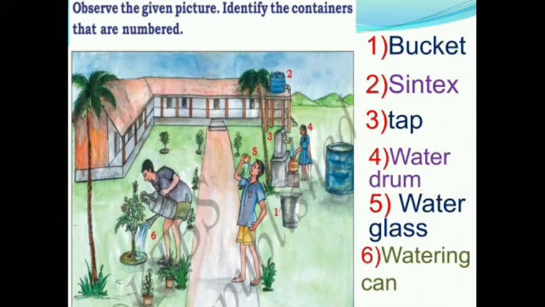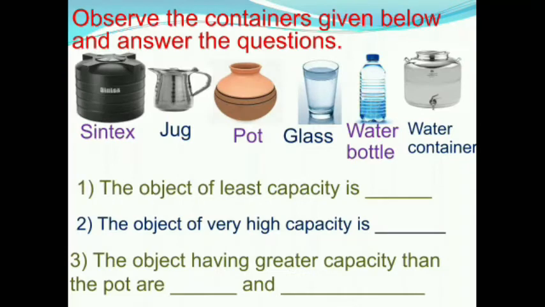Yes, watering can. Children, now we should observe the containers given below and answer the questions. Look at these pictures. Here we have syntax, jug, pot, glass, water bottle and water container. See this question. The first question is, the object of least capacity is dash.